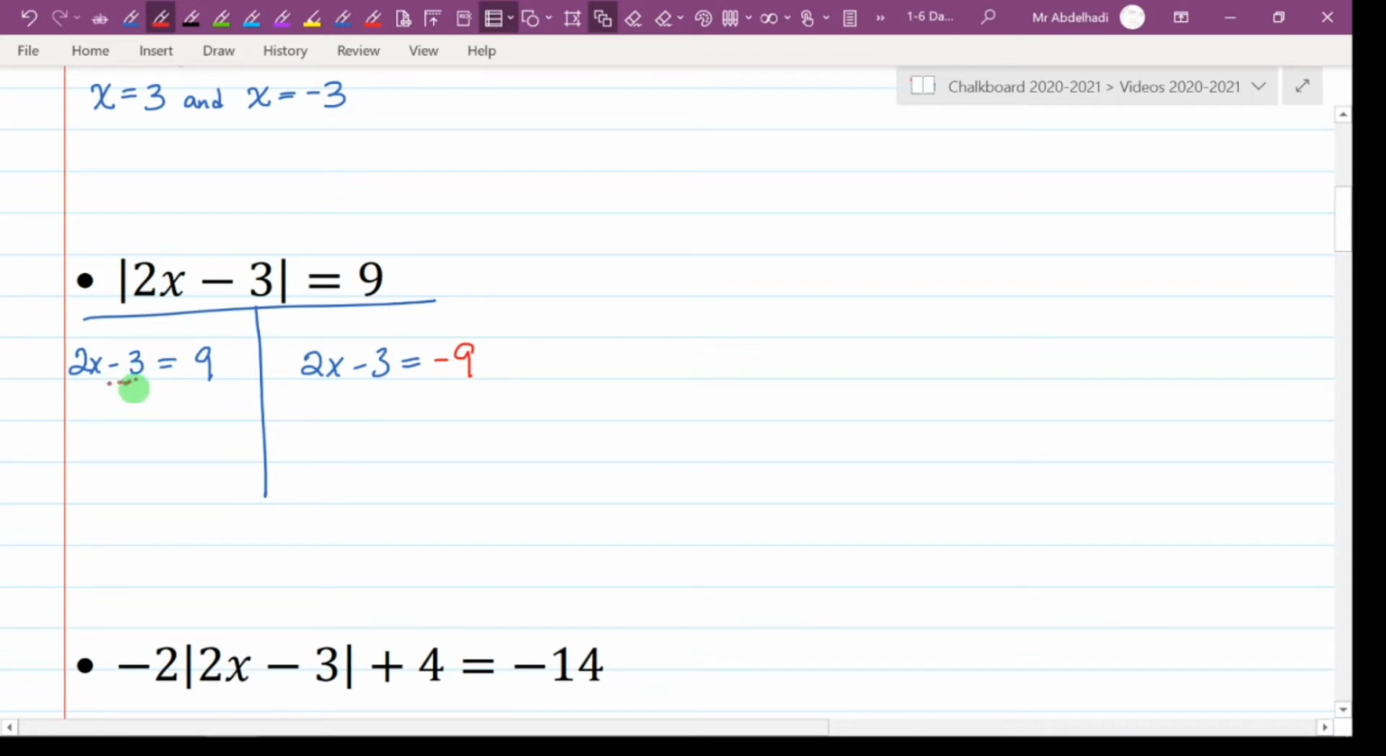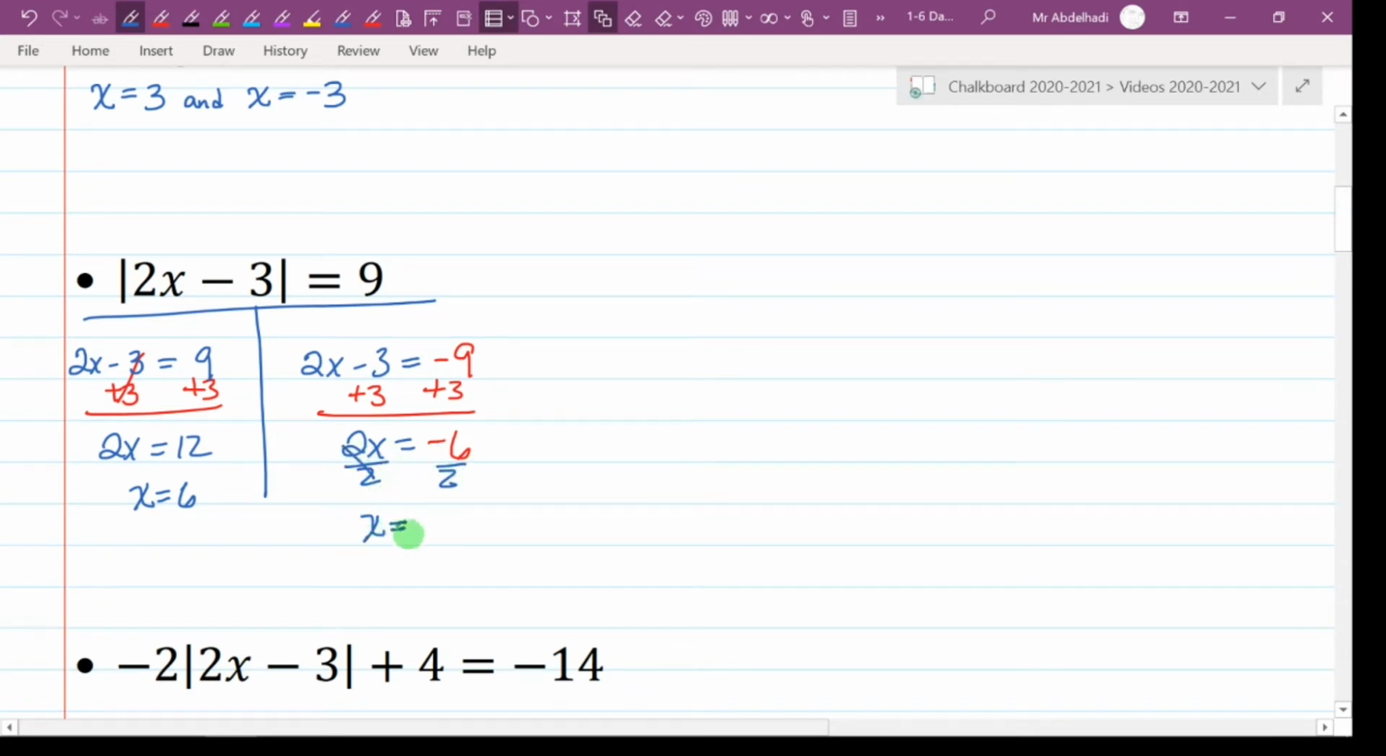We're going to add 3 to get rid of this negative 3 here, and we get 2x equals 12, and divide both sides by 2, you get x equals 6. That's one of the answers. But what about here? We're going to add 3, and we get 2x equals negative 9 plus 3, which is the same as 3 minus 9. It's negative 6. And divide both sides by 2, we get x equals negative 3. So we get 2 answers, x equals 6, and x equals negative 3. 2 answers for an absolute value problem.